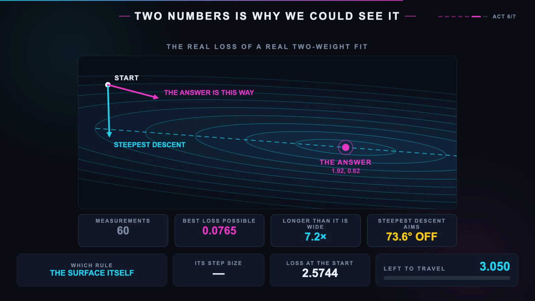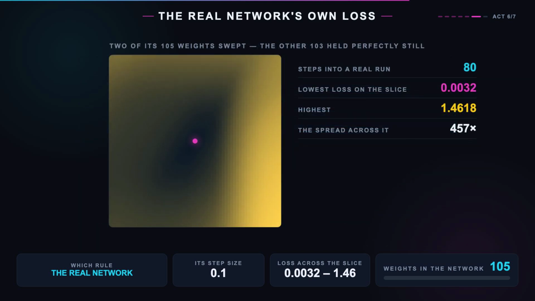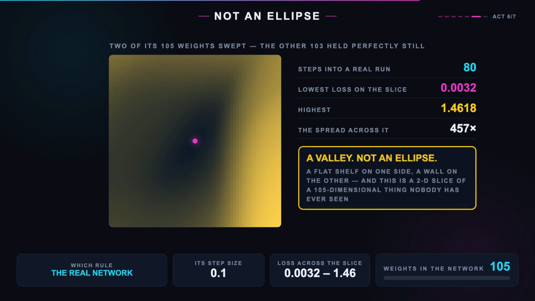Now, everything you have just watched happened on a surface with 2 numbers in it, which is exactly why we could see it. So before believing any of it, look at what the real thing is shaped like. This is the 200 network from the last 3 episodes. 105 numbers. I took 2 of them, held the other 103 perfectly still, and computed the real loss for every combination, 80 steps into a real run. It is a valley, and it is not an ellipse. A flat shelf on one side, a wall on the other, and the loss across it spans 457 times. And that is a 2-dimensional slice of a 105-dimensional thing.